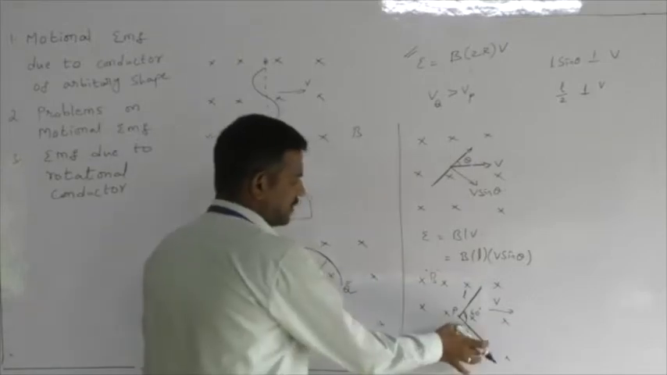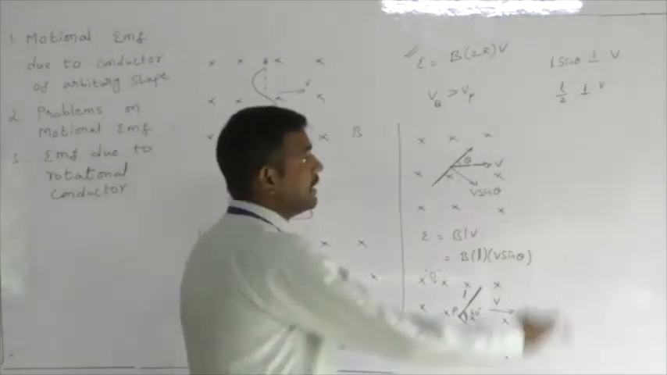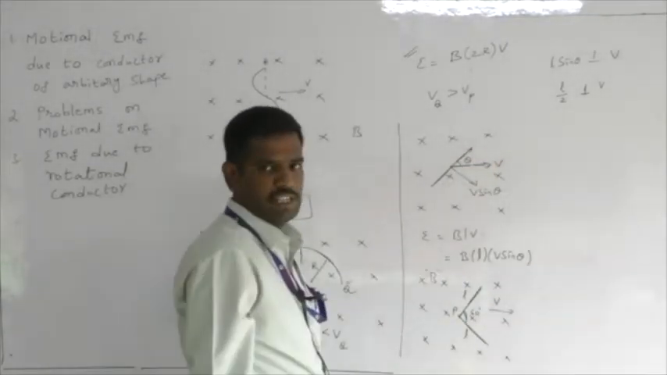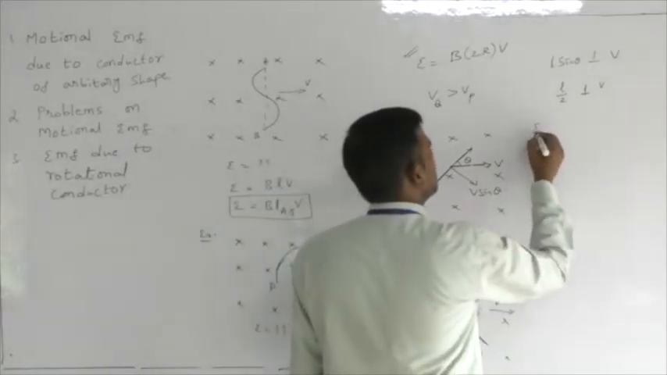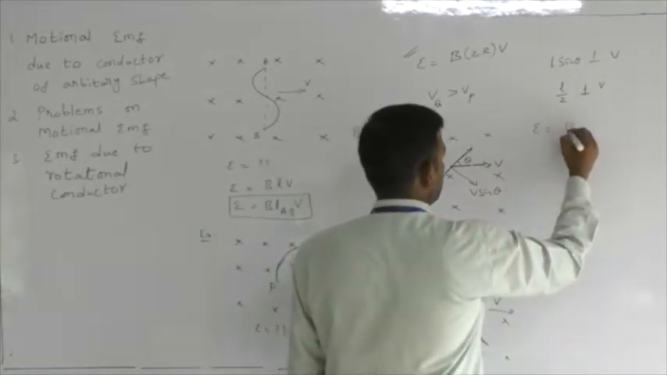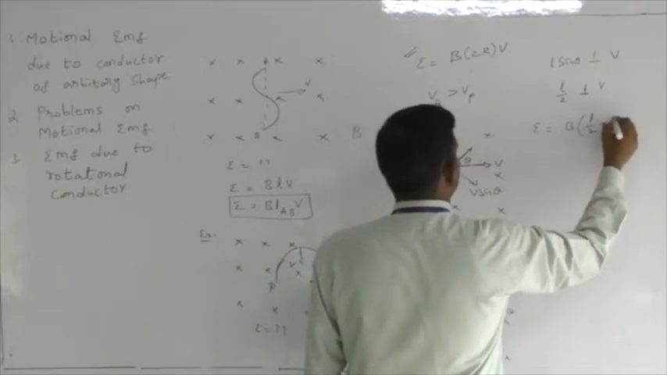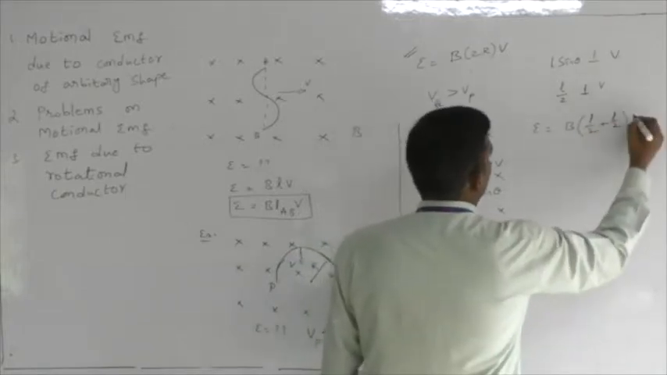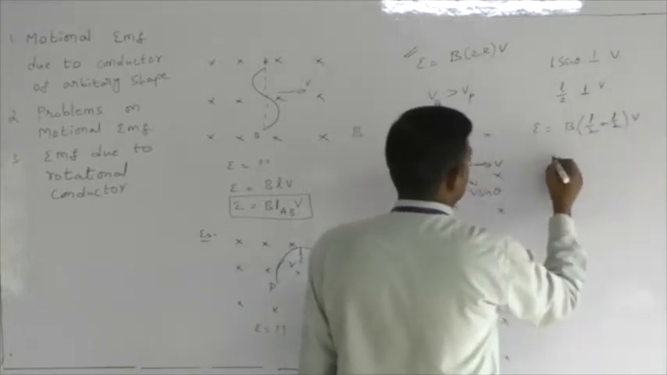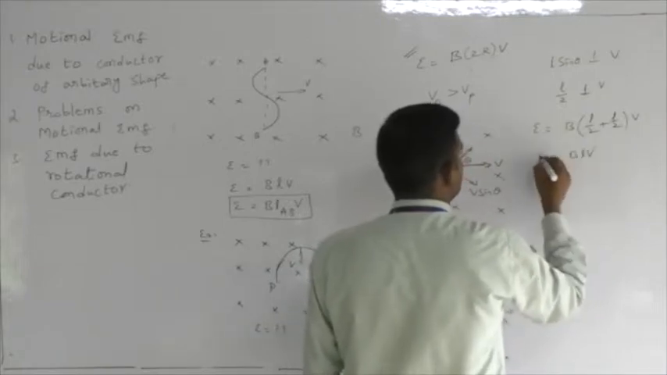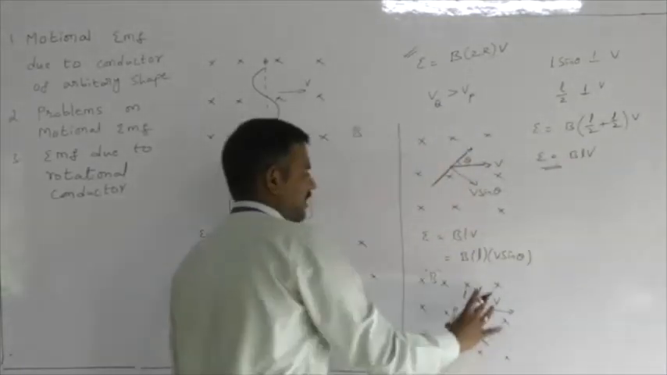In the same way, this one also will be perpendicular to V. L by 2 will be perpendicular to V. Then, what is the total induced EMF? That is given as B into L by 2 plus L by 2, times the velocity V, which equals BLV. This is the induced EMF generated for this conductor.